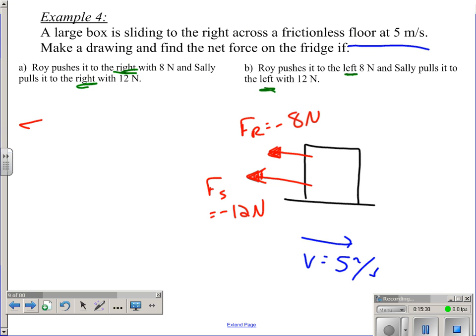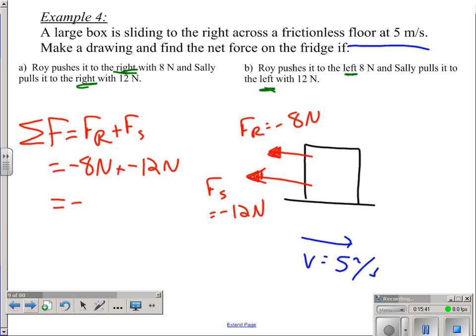So the net force is the total of all the forces. In this case, we got Roy, we got Sally. So we're going to have -8 newtons from Roy, -12 newtons from Sally. Add them up and you get -20 newtons. Again, they're working together, but this time to push it in a negative direction.